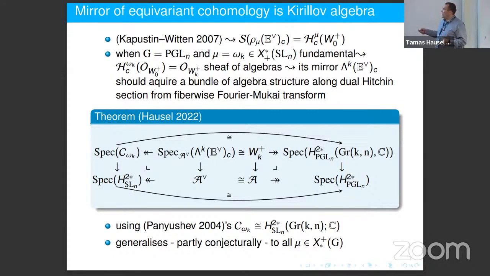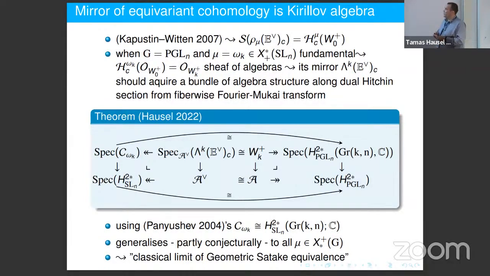And finally, I just say that this generalizes partly conjecturally to all irreducible representations. So we will be able to construct the bundle of algebra structure on the universal bundle in any representation. And then you can even just take away my motivation, which is my interest, the mirror symmetry for Hitchin fibrations, and what you are left with can just be thought of in this generality as some sort of classical limit of the geometric Satake equivalence, which is still under, we are working on this.